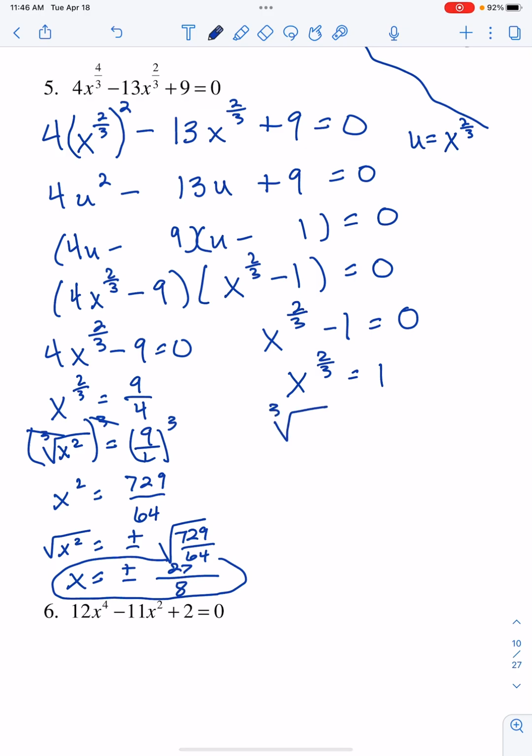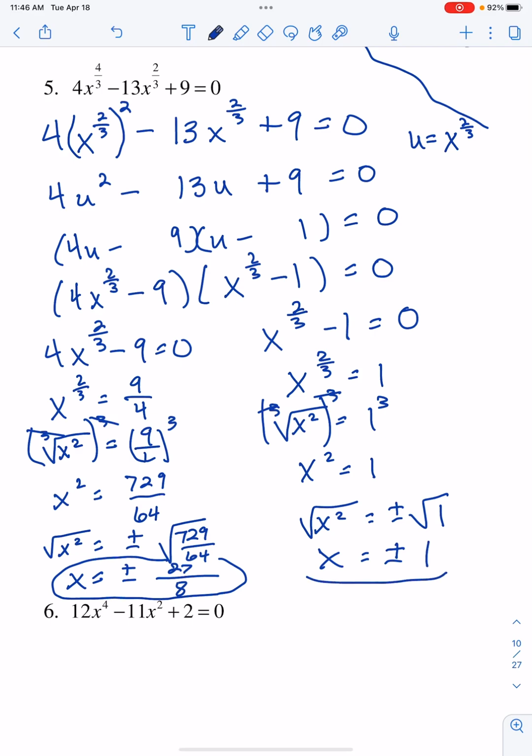Now the other two answers, x to the 2/3 equals 1. So this is the cube root of x squared equals 1. Apply a power of 3. So that'll knock those out. X squared equals 1. Now take the square root, not forgetting plus or minus, so x equals plus or minus 1. So there are 4 answers.